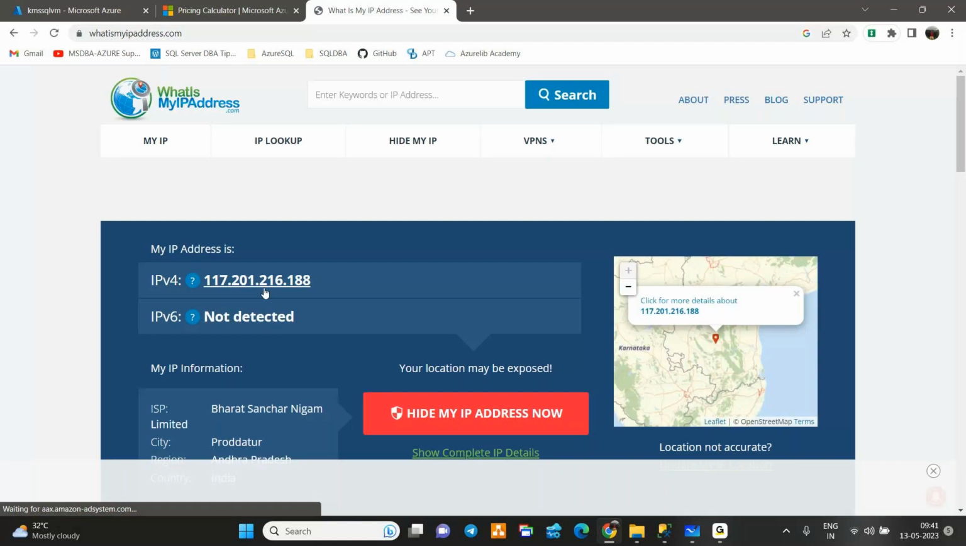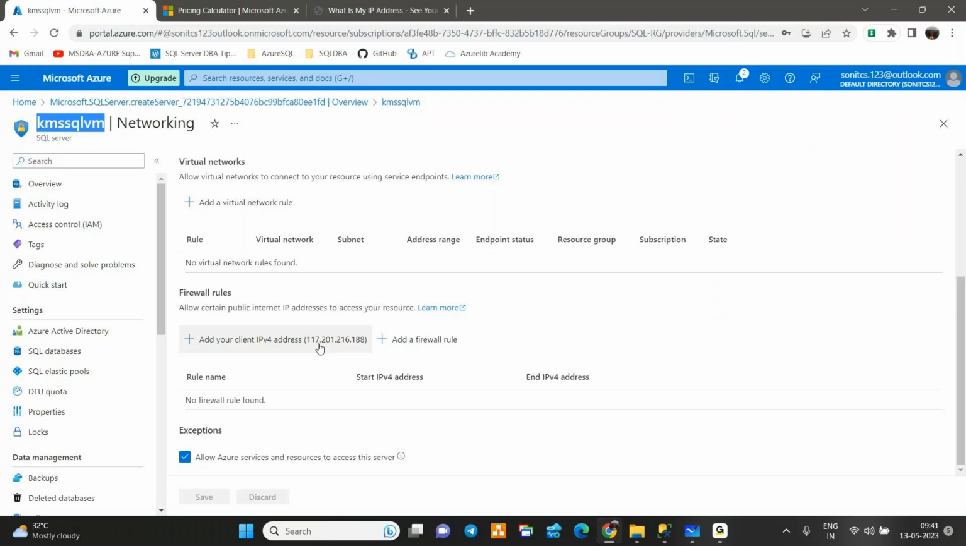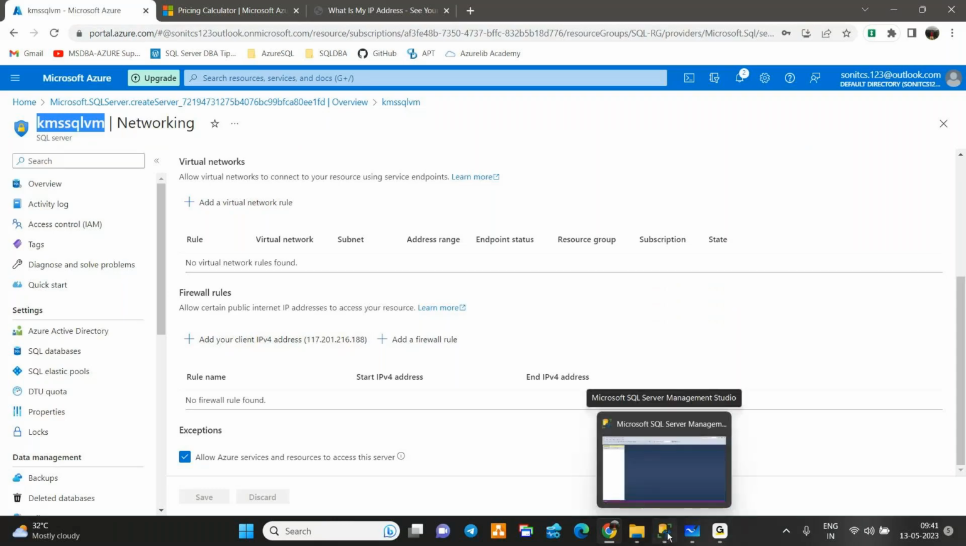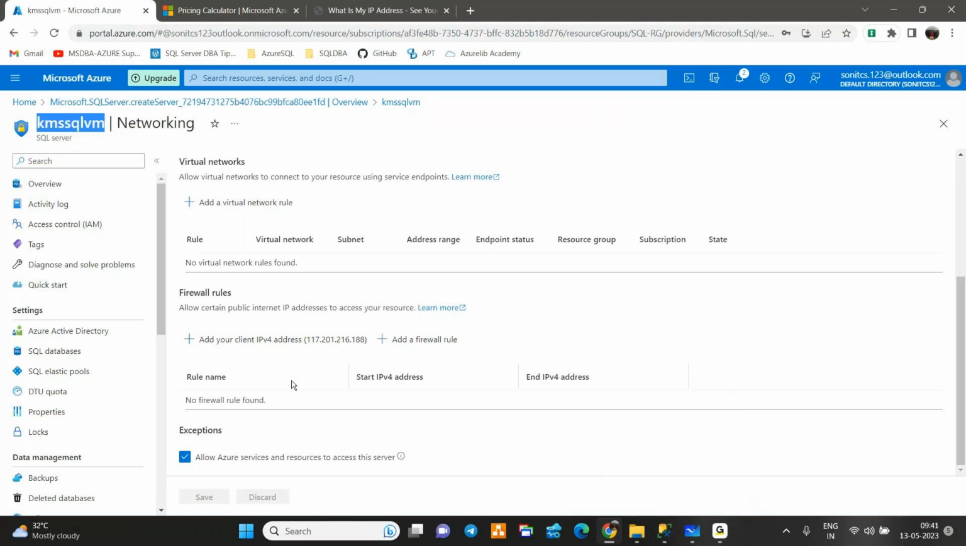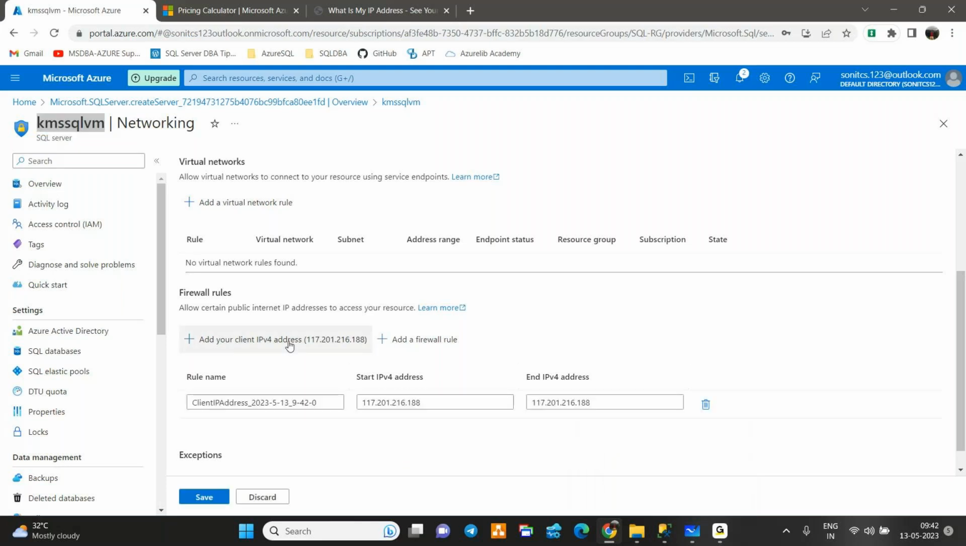117.201.216.118. By default, it is asking to add this IP address so that I can connect to my SQL from my laptop SSMS. I am not discussing security now. Just click on add. This is one additional thing you will get. Click on save. Once it is saved, now you can cancel.